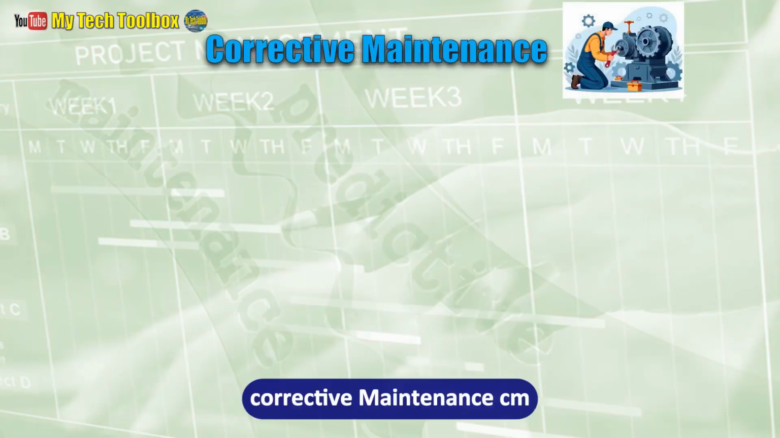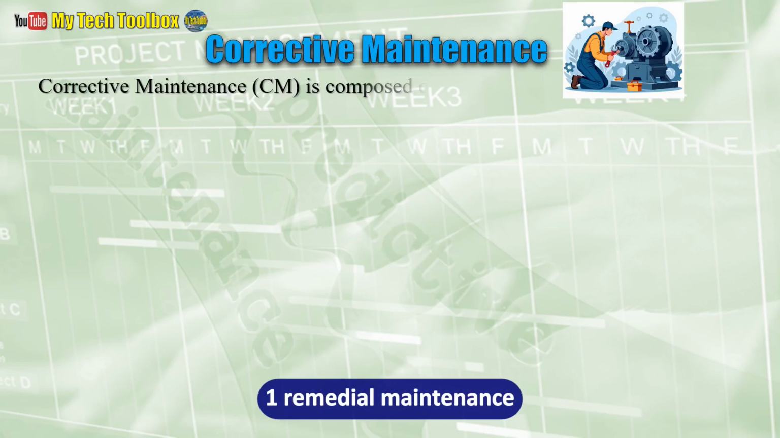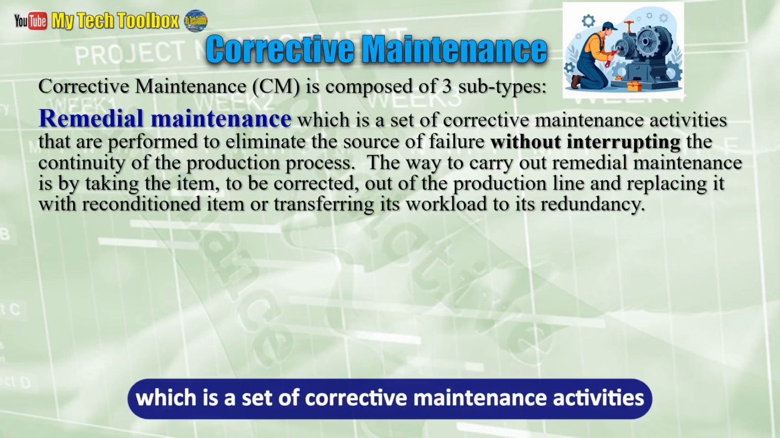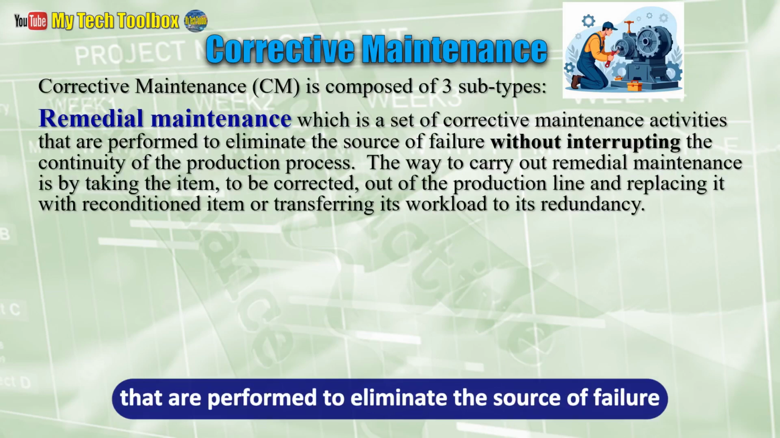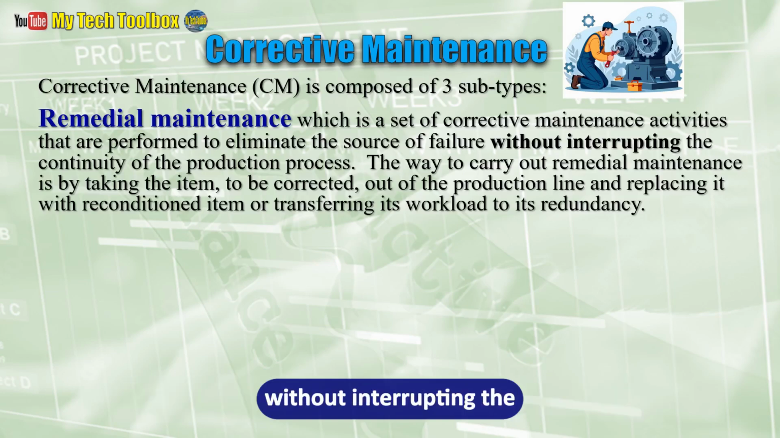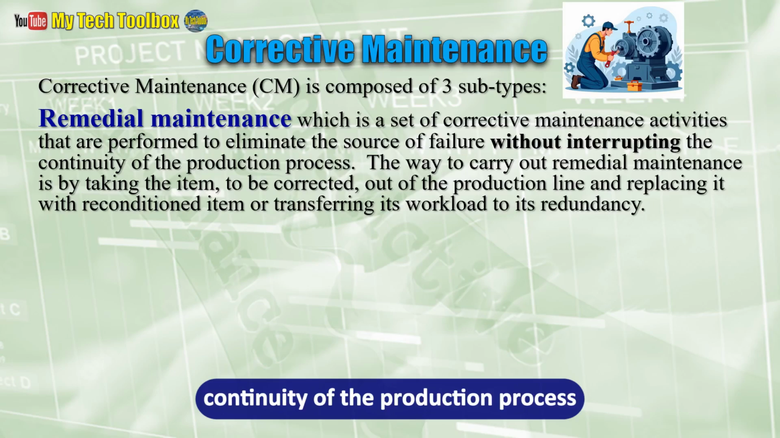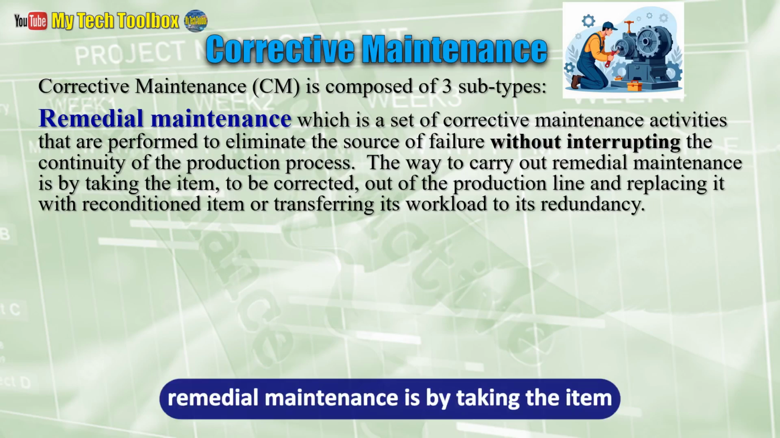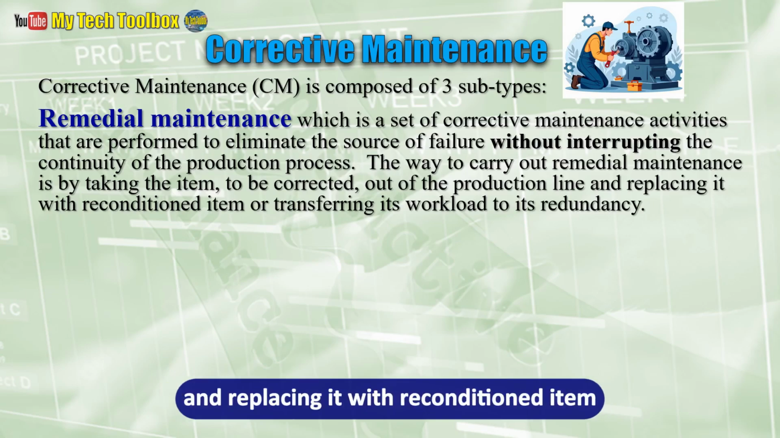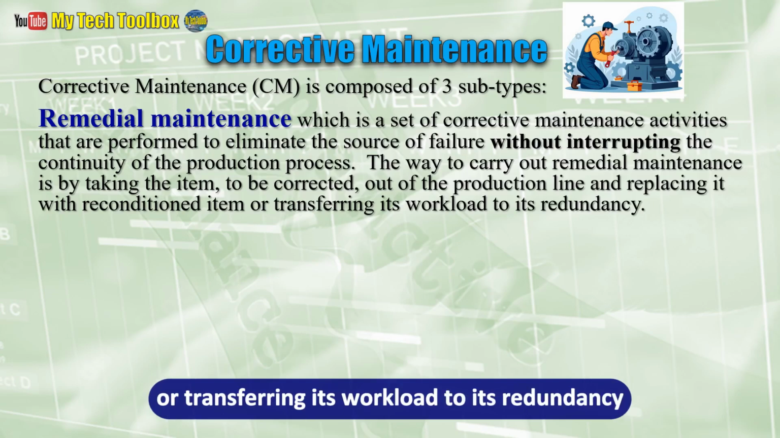Corrective maintenance, CM, is composed of 3 subtypes. 1. Remedial maintenance, which is a set of corrective maintenance activities that are performed to eliminate the source of failure without interrupting the continuity of the production process. The way to carry out remedial maintenance is by taking the item to be corrected out of the production line and replacing it with a reconditioned item or transferring its workload to its redundancy.